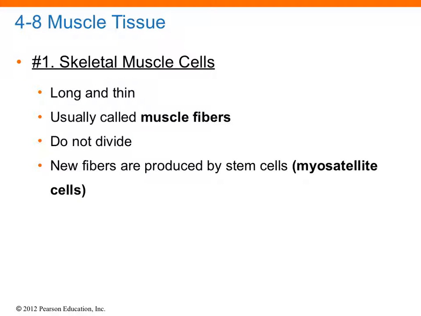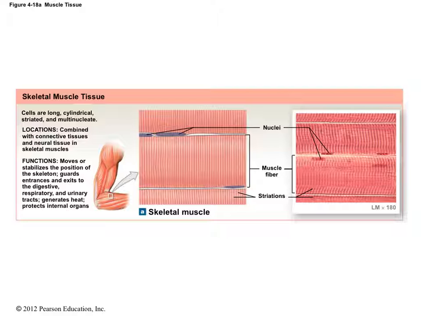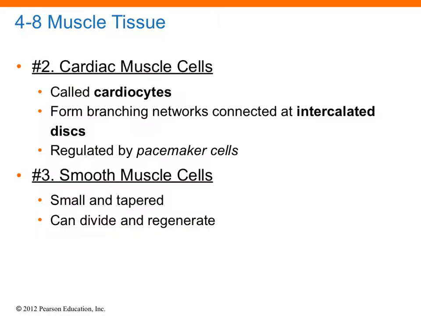Skeletal muscle. The cells are long and thin. They're called muscle fibers. They cannot divide, and new fibers are produced by stem cells only. They're called myosatellite cells. This is a picture of skeletal muscle tissue showing you the location and function.